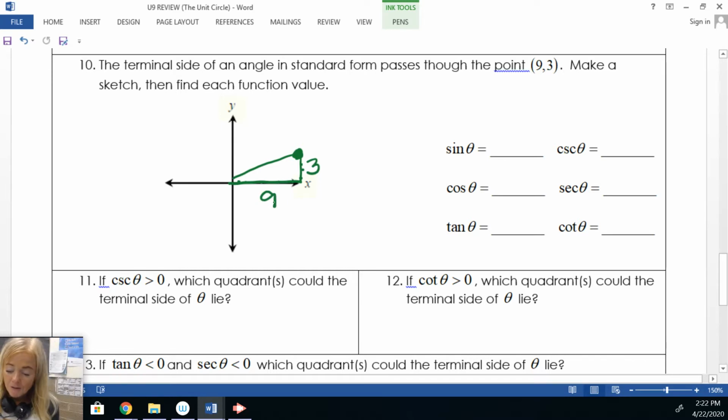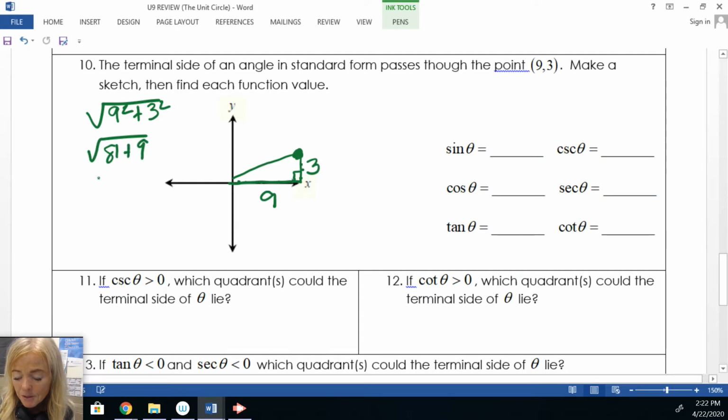All right, so we've gone over 9, up 3. And we have the two legs, we're missing the hypotenuse. So to find the hypotenuse, we do 9 squared plus 3 squared, which is 81 plus 9, which is radical 90, which is 3 radical 10. I hope I did that right. Did it quick? That was pretty easy. So 3 radical 10.